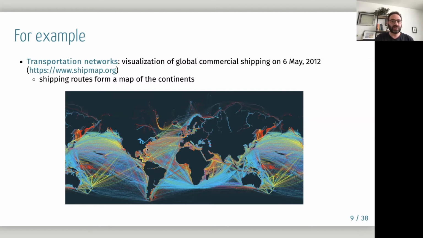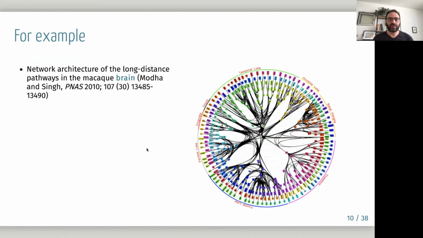Let's move on to another example. The brain can be captured as a network. And this is what we see here as a representation of the network architecture of the long distance pathways in the macaque brain. So we can see the links between the different lobes construed as links between nodes within the network.